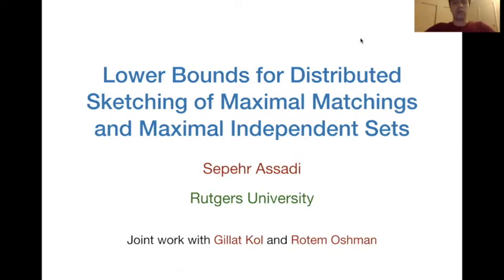So I'm going to talk about some sketching lower bounds for maximal matchings and MIS problem, and this is joint work with Gillat and Rotem Oshman.